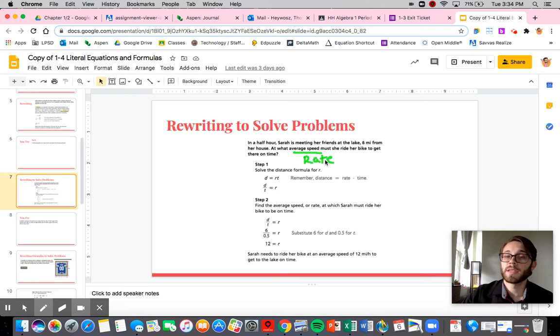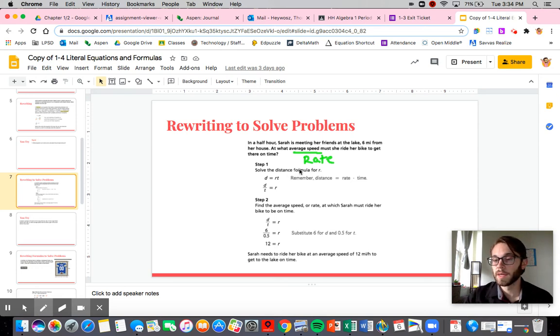So that's how we know we need to solve for a rate. At the end, we want the r on the right-hand side of the equation by itself. So in order to do that, we need to divide by the t again. We know she can't get 6 miles in no time at all, so it's okay that we are dividing by t, because we know it's not zero.